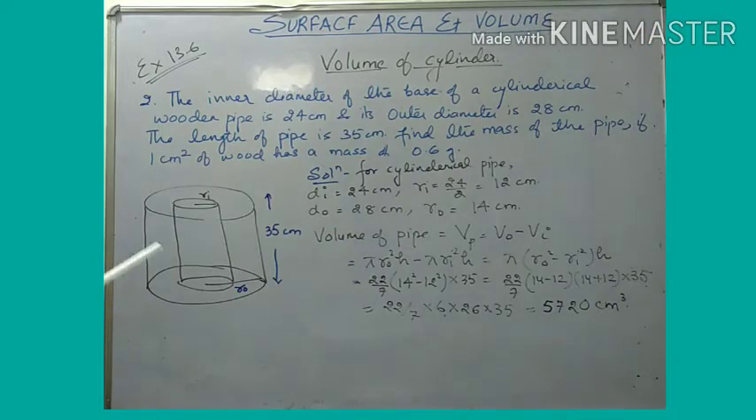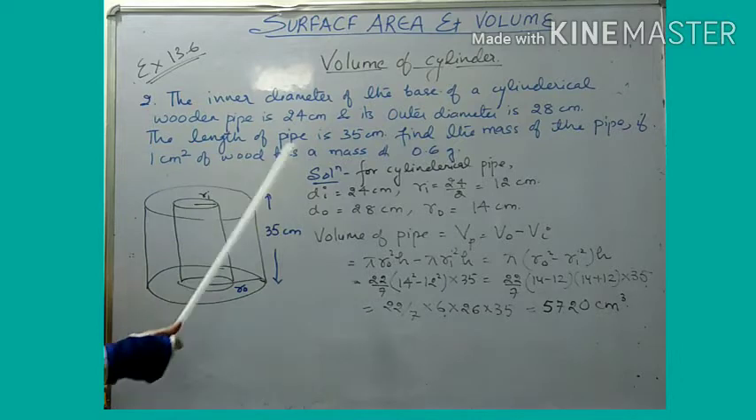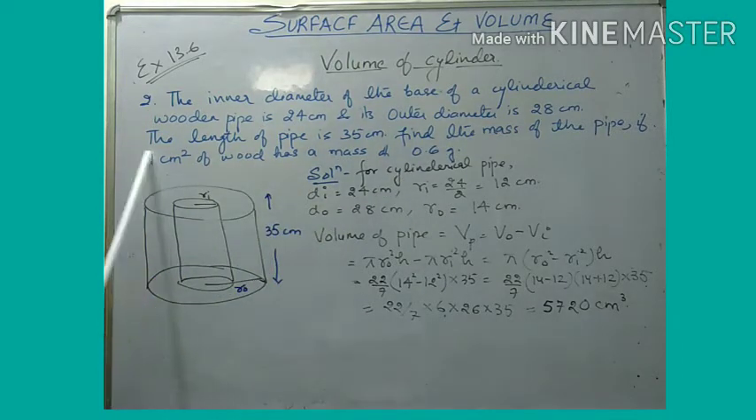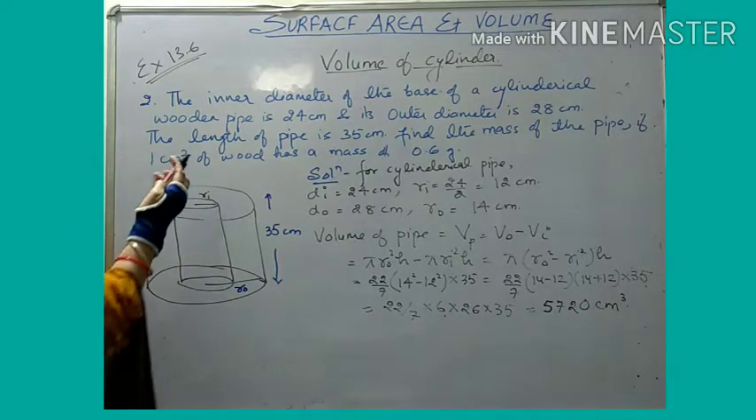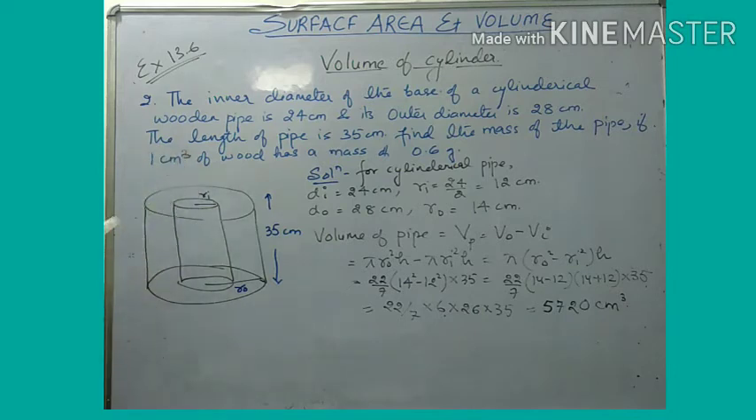Now the question number 2. The inner diameter of the base of a cylindrical wooden pipe is 24 centimeter and its outer diameter is 28 centimeter. The length of the pipe is 35 centimeter. Find the mass of the pipe if 1 cubic centimeter of wood has a mass of 0.6 gram. So this should be 1 cubic centimeter.